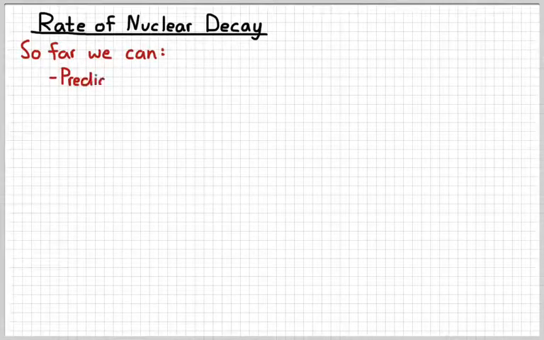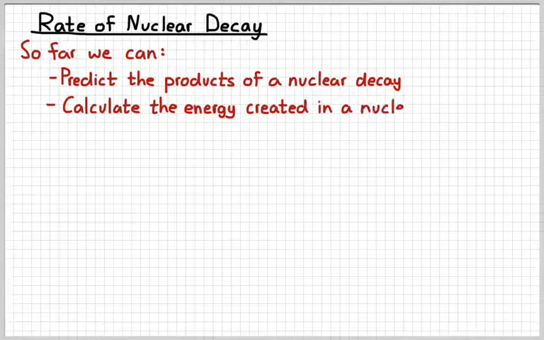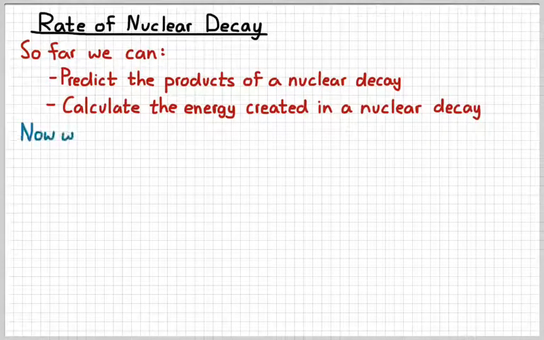Howdy there, everybody. In this video, we're going to learn some more about nuclear decay, specifically how fast a nuclear decay occurs. We want to be able to describe the rate of a nuclear decay. So here are the things that we should be able to do so far. Number one, predict the products of a nuclear decay. And then number two, calculate how much energy is created from the mass defect during a nuclear decay process.